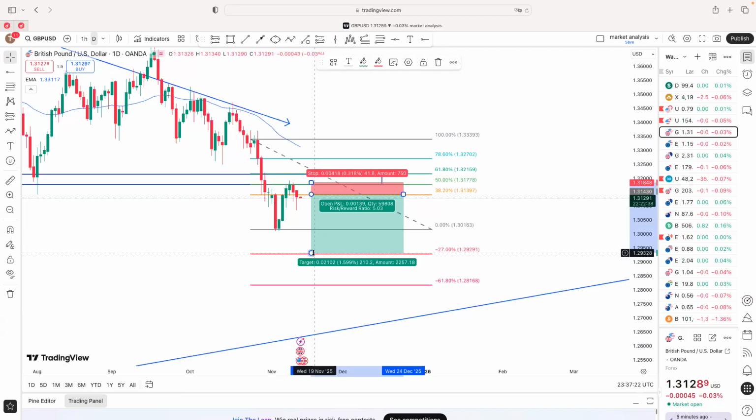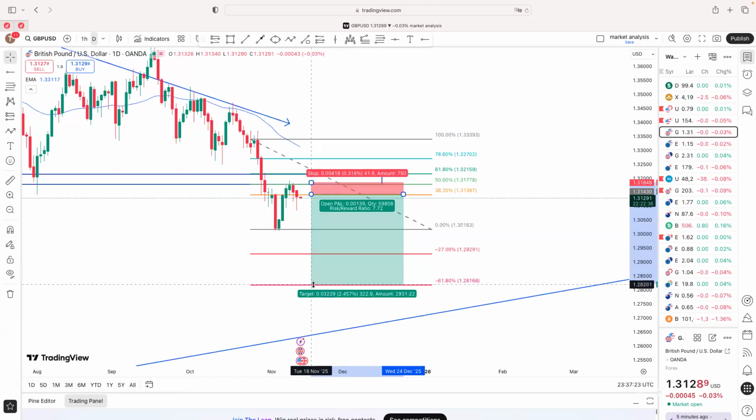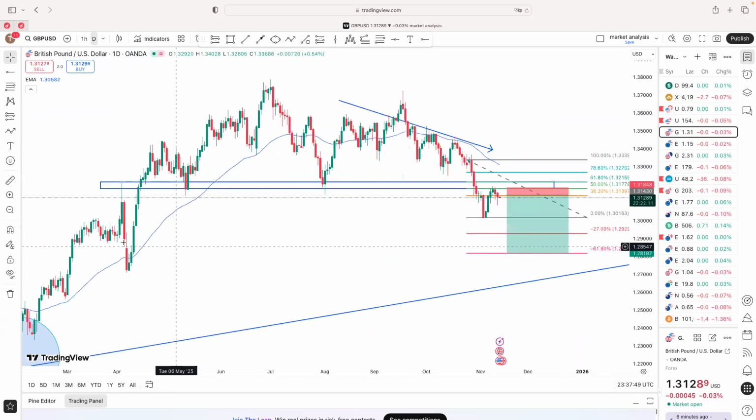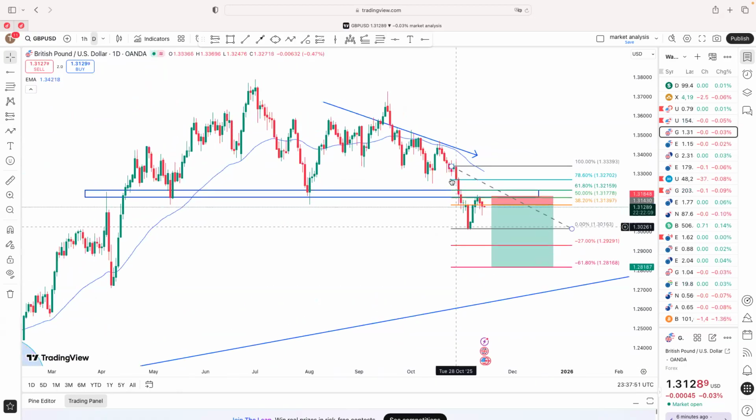If you didn't see it, the second TP is this one. Just take a screenshot. This is the second TP, this number. I'm going to repeat this on the daily time frame so that you guys can understand it clearly. Why am I saying we are going down?